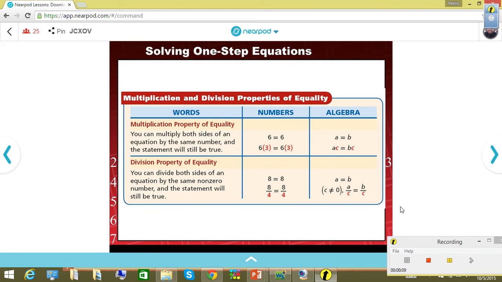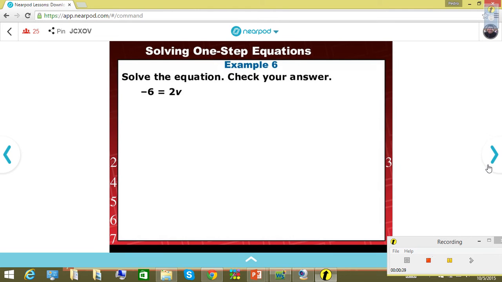Okay? So, copy this example down, please. Example 6, solve the equation and check your answer. Negative 6 equals 2v. Copy that, please. All right? So for this one, let's first do it the way we are, our 4 steps. Here we go. Let's do this one together.